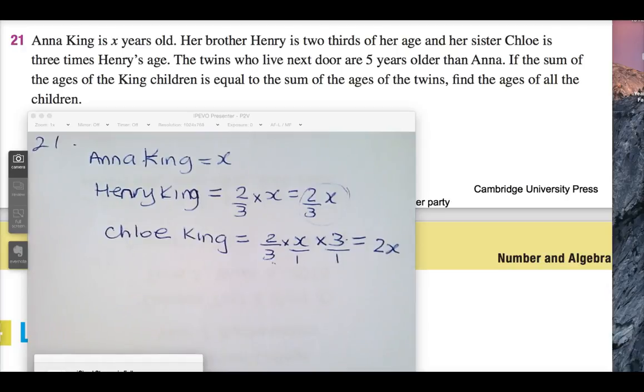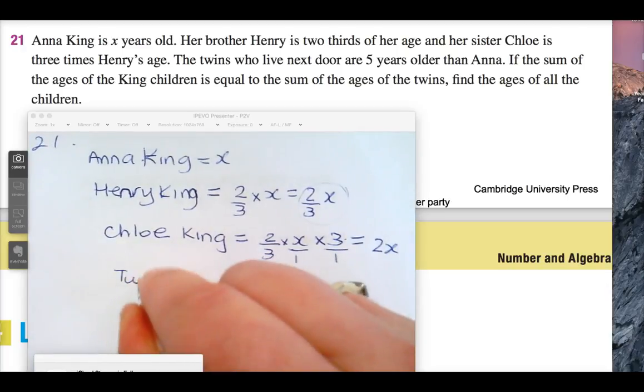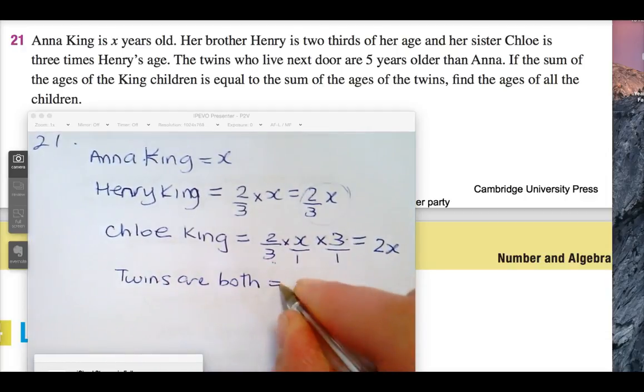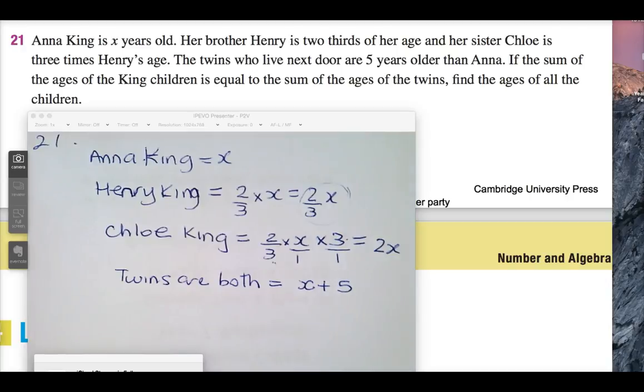Then it says the twins who live next door, that's the twins. So the twins are both how old? 5 years older than Anna. They're both x plus 5, but remember there's 2 of those. So each twin is x plus 5.